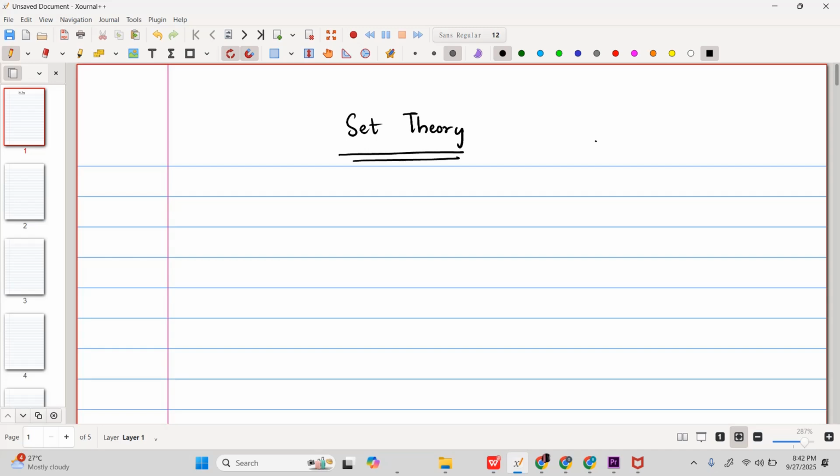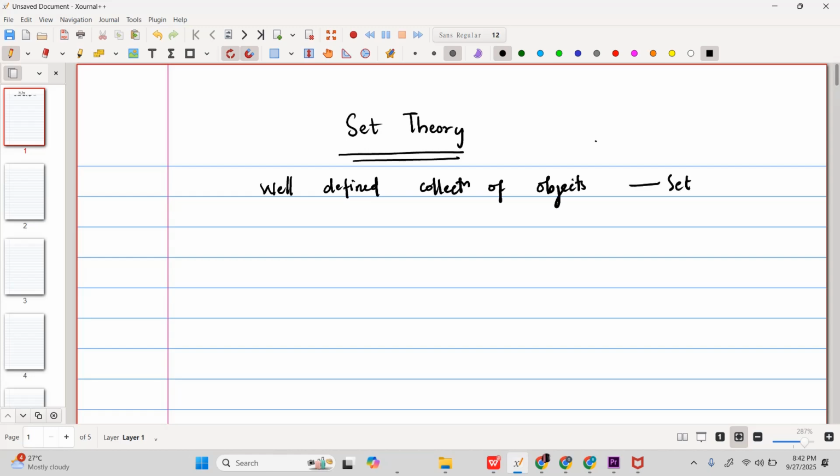Okay, so first of all, what is meant by a set? A set is a well defined collection of objects. A well defined collection of objects is called a set.